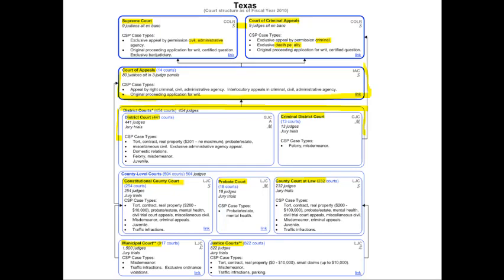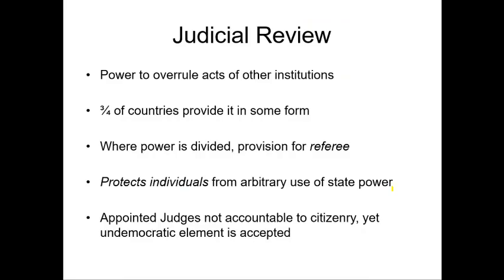So that gives you some examples of state courts, and they all are similar in that they have original jurisdiction and appellate jurisdiction. They're similar types of courts. They're just called different things, but they all handle the same types of cases.